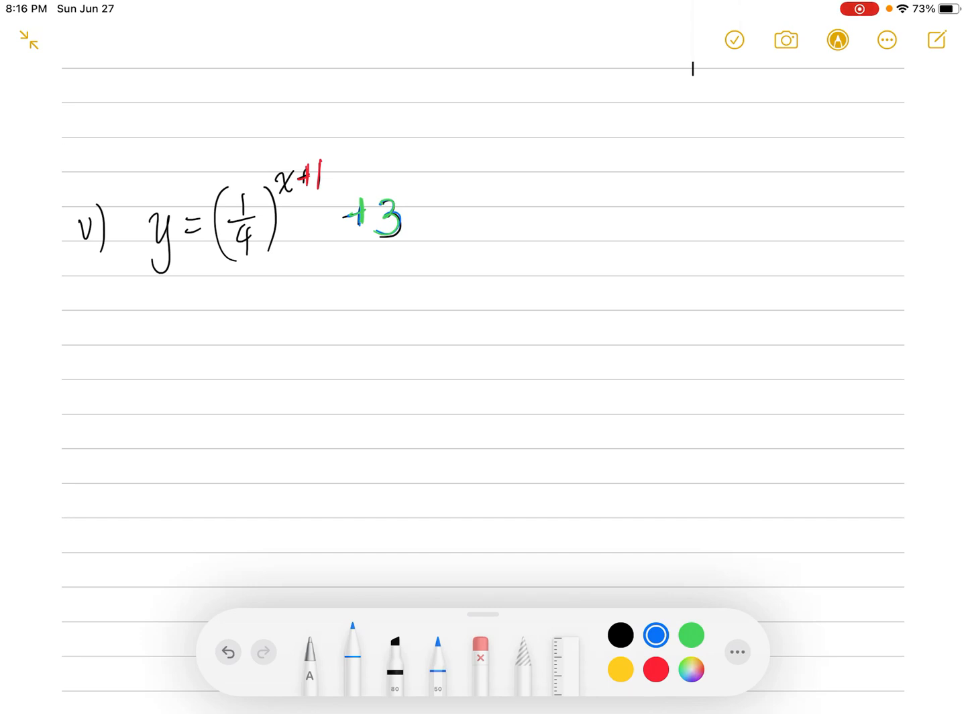So we're going to have to do a shift up 3, so it's going to change our horizontal asymptote. Normally it's at y equals 0, it's going to go up to y equals 3, so we'll have to keep that in mind. Okay, let's just get started.